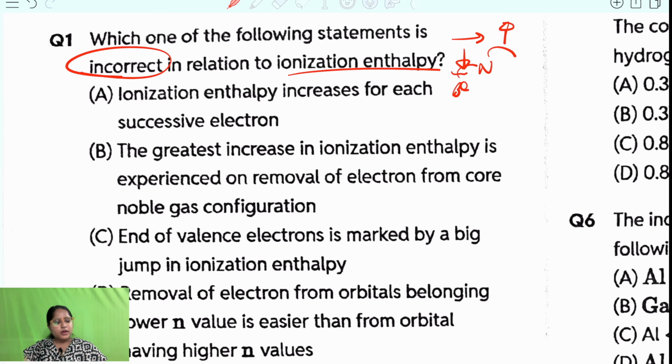Okay, let us solve. Ionization enthalpy increases for each successive electron. Yes, so IE3 will be more than IE2, more than IE1. This is correct. They are asking for the incorrect one.